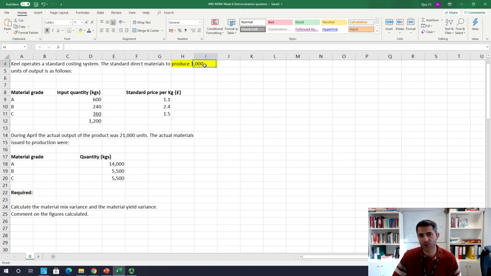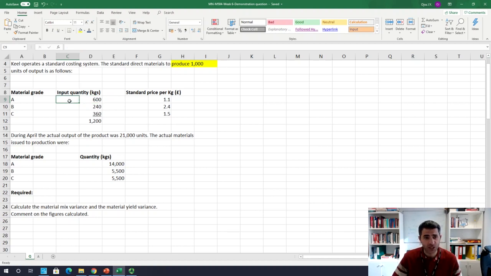It will tell you only one product or 1 unit, sorry, to produce 1 unit. It will give you the kilograms only for 1 unit, not the 1,000 units. So to make your life easier, I'm going to divide this in order to find the input quantity for each unit, only for each unit.